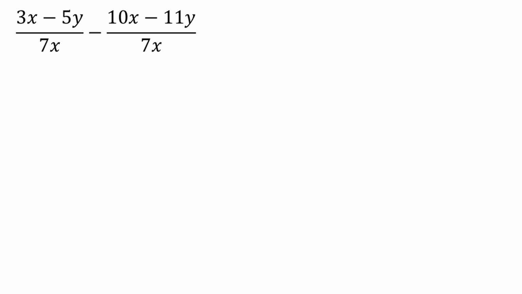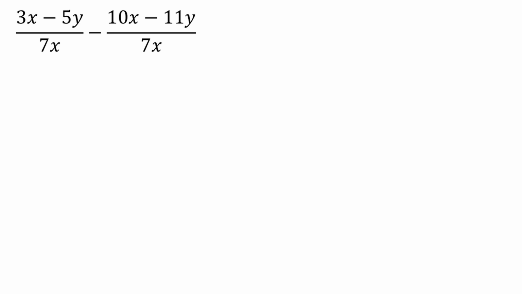We can still add or subtract fractions even when they have more than one term in the numerator. For example, take 3x minus 5y divided by 7x, minus 10x minus 11y divided by 7x. Both terms have a denominator of 7x, meaning we can combine them by subtracting the numerators. Be careful though. The subtraction sign applies to the entire fraction, 10x minus 11y over 7x.